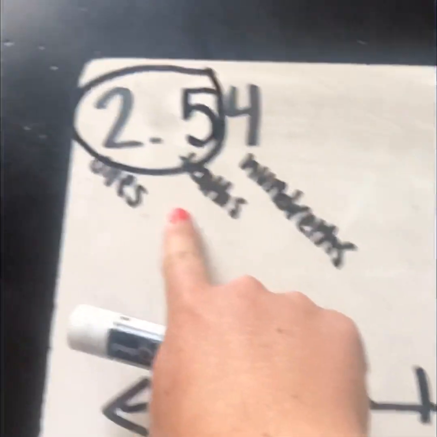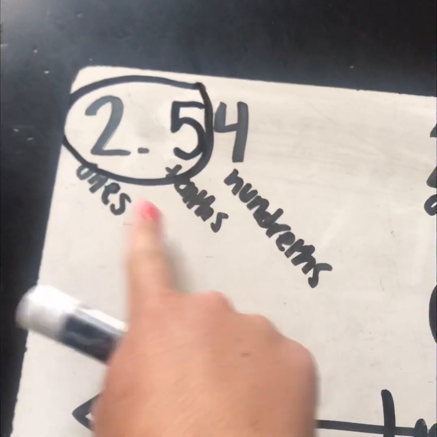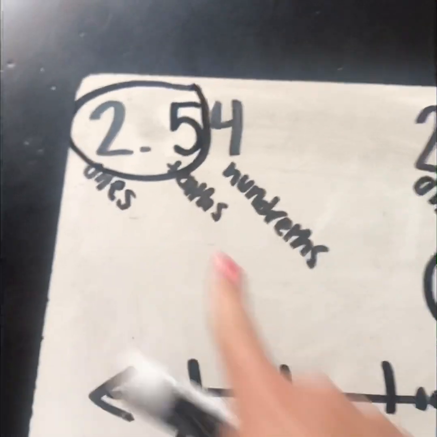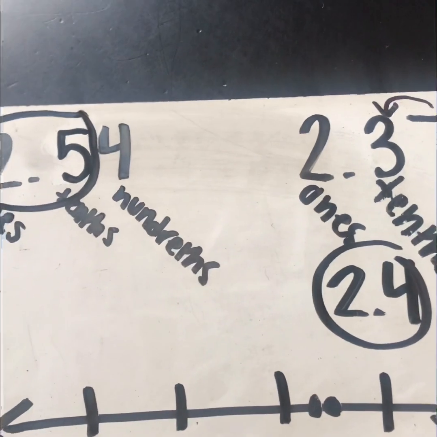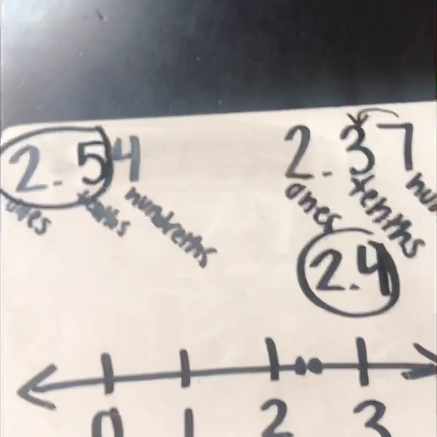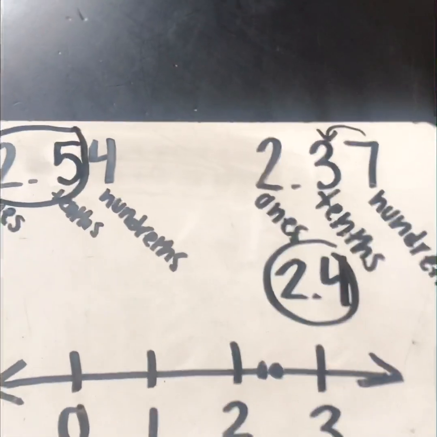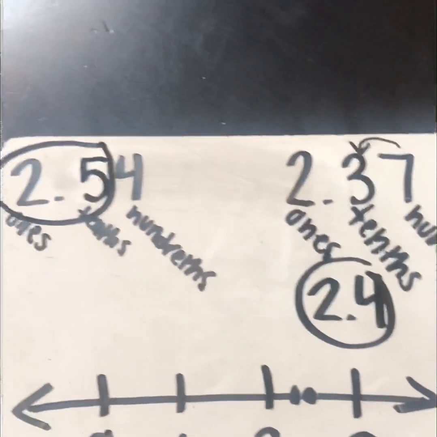So it makes sense that 2 and 54 hundredths is a little bit bigger than 2 and 37 hundredths. It's right behind. But rounding just kind of helps you to work with some easier numbers if you're adding, subtracting, multiplying, dividing, or even comparing.